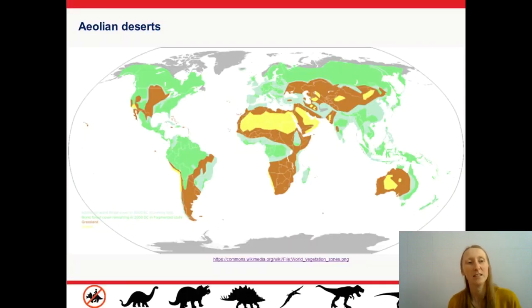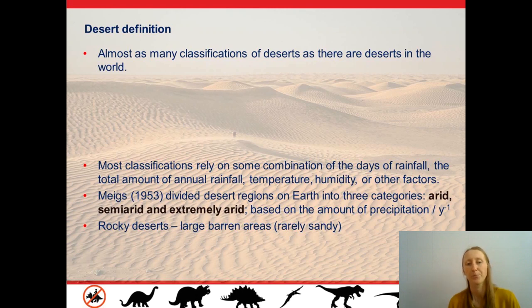So deserts in Aeolian systems are the colours on this map that are brown and yellow. Brown is our semi-arid desert and the yellow is our arid desert. The pale green and greeny colours are temperate climates, and the grey colours on the map are to do with the cold deserts, so the glacial areas. So how do we actually define a desert?